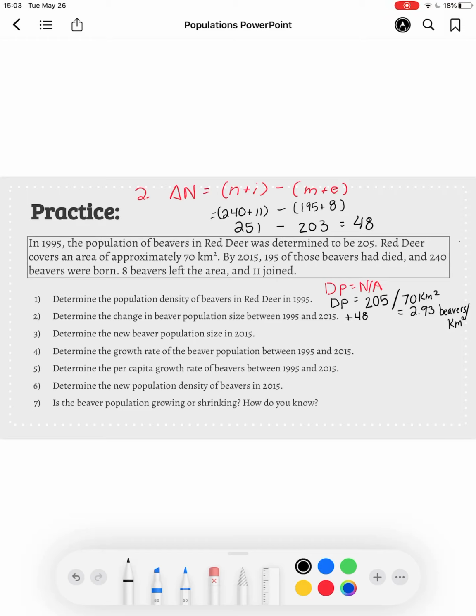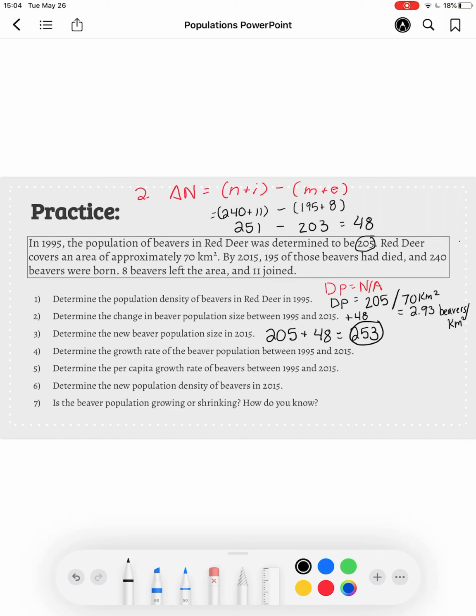Okay, so then they're asking us what is the new beaver population in 2015. In 1995, there was 205. And then in all of those 20 years, the population went up by 48, which means that the total population is 253. So it was 205 in 1995, and in 2015, the population was 253.